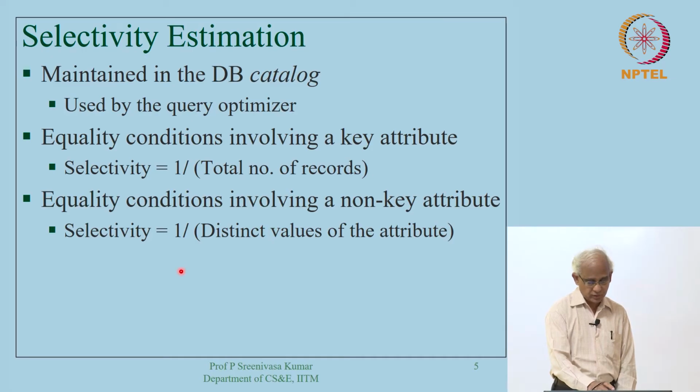If the equality condition involves non-key attributes, then you can make a rough estimate of the selectivity by taking the number of distinct values of that attribute, and then assuming uniform distribution of the values among all the records, take 1 over the number of distinct values as the estimate for the selectivity.